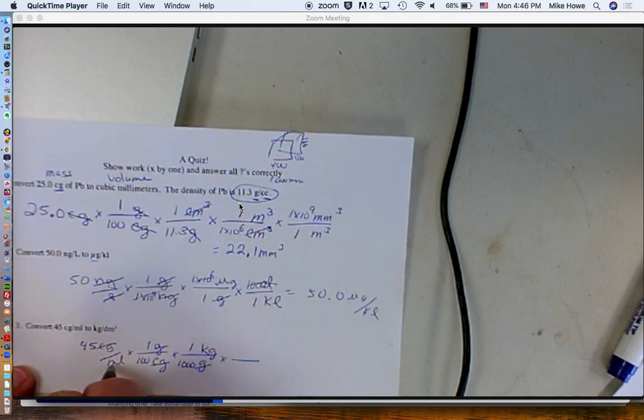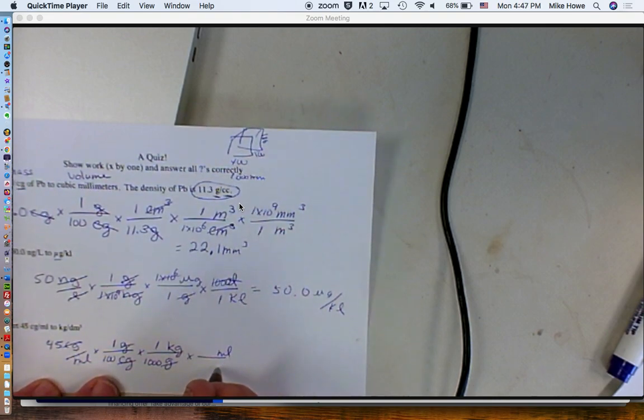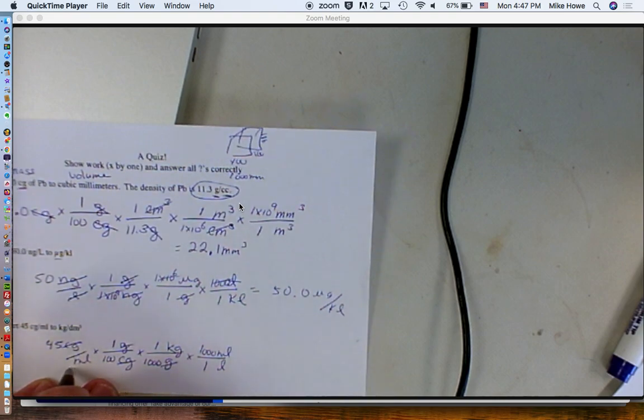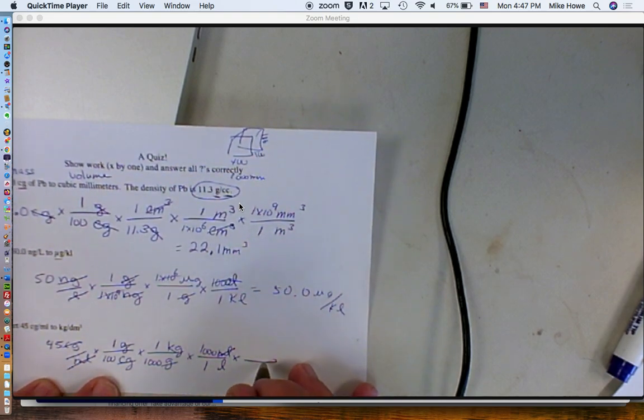Okay, so nanograms cancel, grams cancel. I have kilograms over milliliters right now. So I'm going to change milliliters to liters. And I know that 1 liter is 1,000 milliliters. I wanted to get rid of milliliters, so I had to go on top. Now I need to get rid of liters.